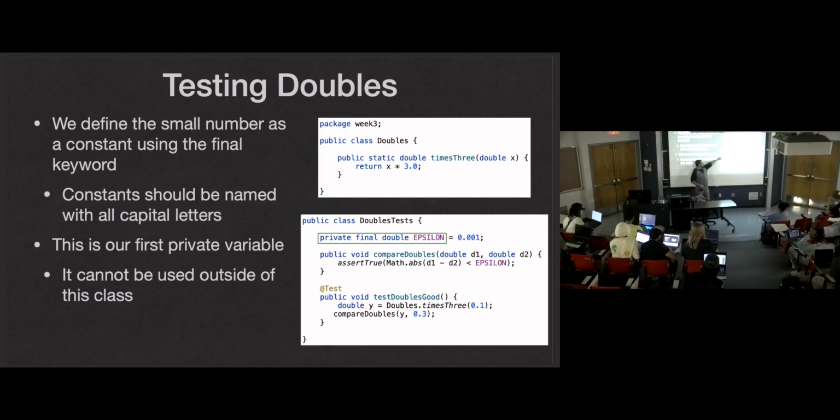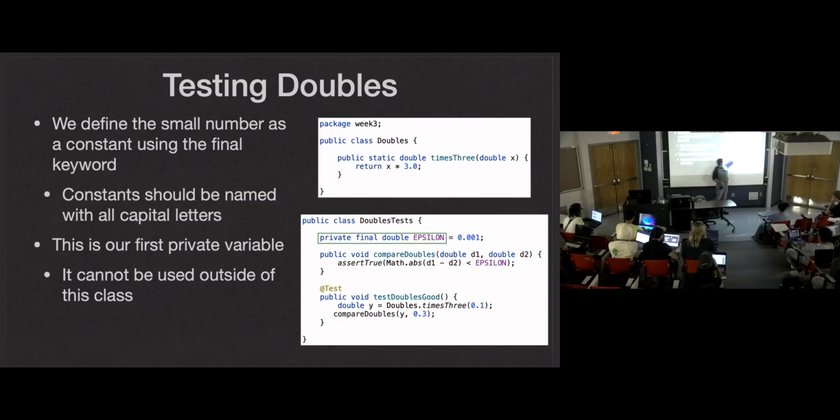Private, this is our first instance of private. That means this variable can only be used from within this class. So I'm saying nobody outside of this class is going to need this epsilon. I'm only going to use it inside this class. So don't even let them see it. I don't need them seeing this. Final, this is how we declare a constant in Java. Like const in JavaScript, same thing. The value can never change of this variable.